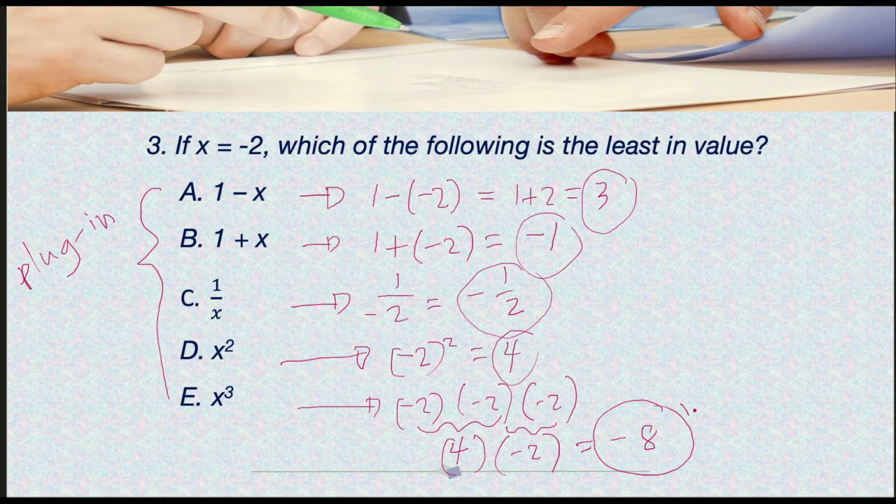Since -8 is negative, and we have -1 and -1/2, the correct answer is -8, because -8 is much smaller than -1/2 and -1. So what is the answer? The answer is letter E.